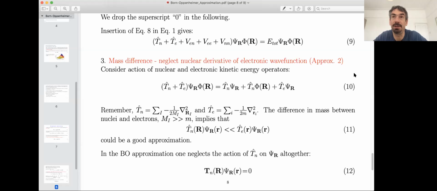So this is fine usually for very heavy elements compared to the electron. The electron is a factor of 1,800 lighter than the lightest nucleus, which is the hydrogen atom. So for hydrogen already, there are small deficiencies in that theory, obviously. But usually it's a very good approximation for molecules.